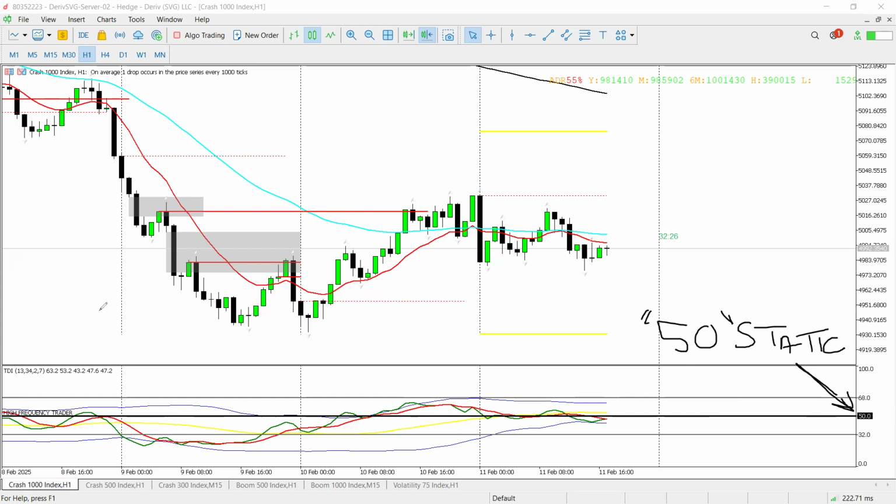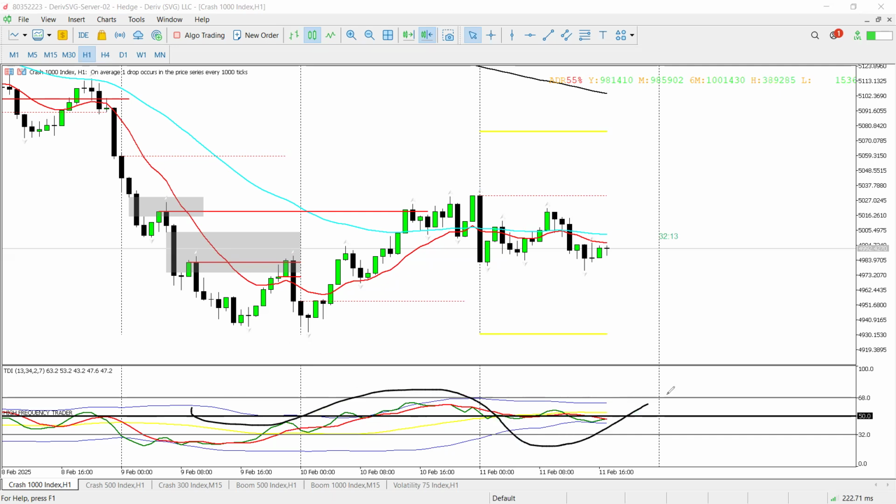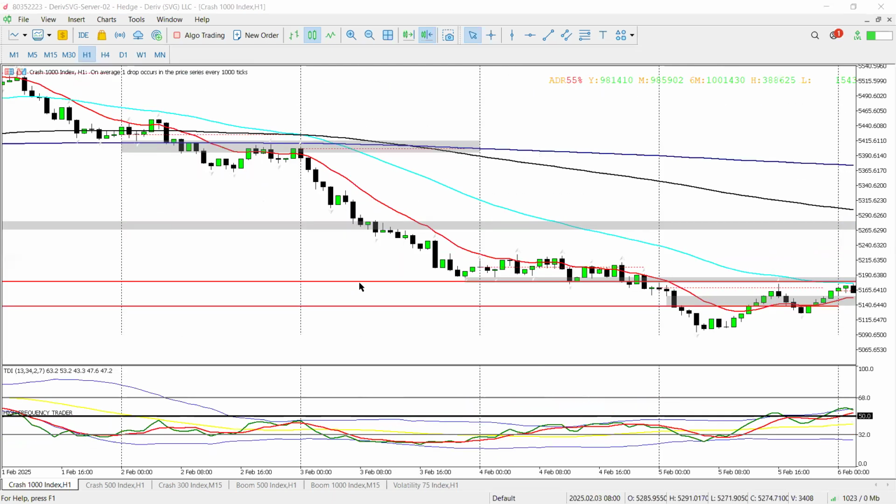Then the next thing you want is to make sure that on your baseline, the baseline's job is the same as the static 50. The only difference is the baseline is dynamic. It moves with the TDI like this. So the job of the 50 static and the job of the yellow baseline on your TDI is just the same. Okay. So that's another point.